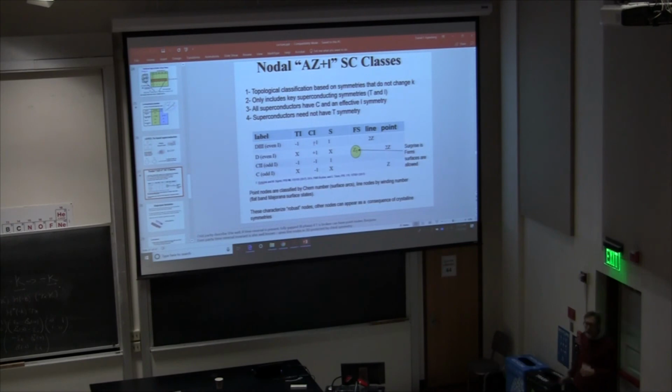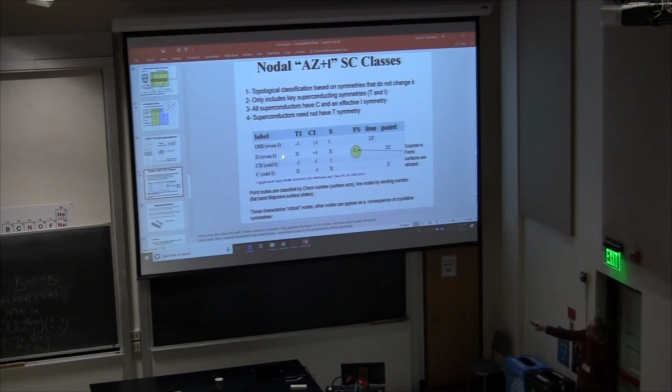This 2Z means that these line nodes have associated with them certain surface states. And we saw a little bit about surface states in the last talk. These surface states in this particular case are known as flat band Andreev states. So at the surface you get a state that is k independent. And so if you're doing STM, because it's k independent, it's equivalent in all k, so you get a localized state. Right? And that comes from these line nodes here.